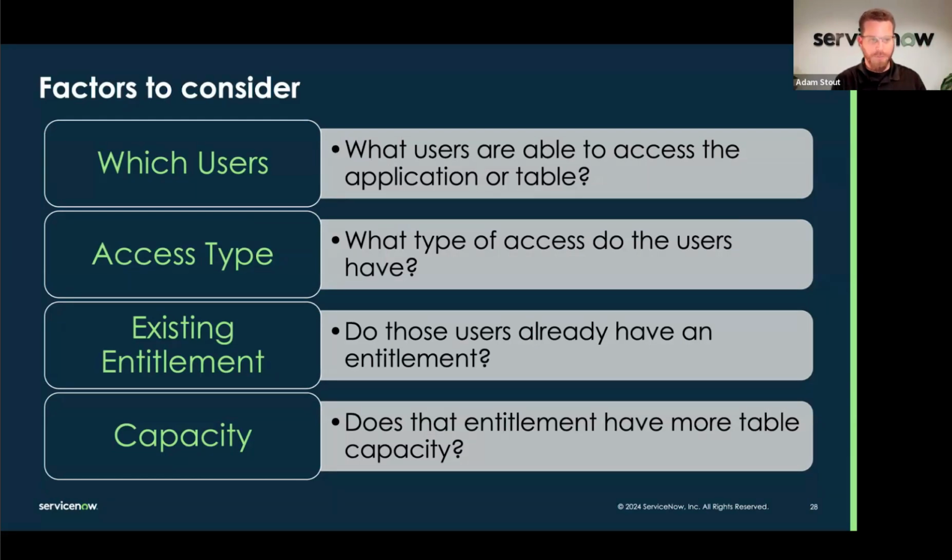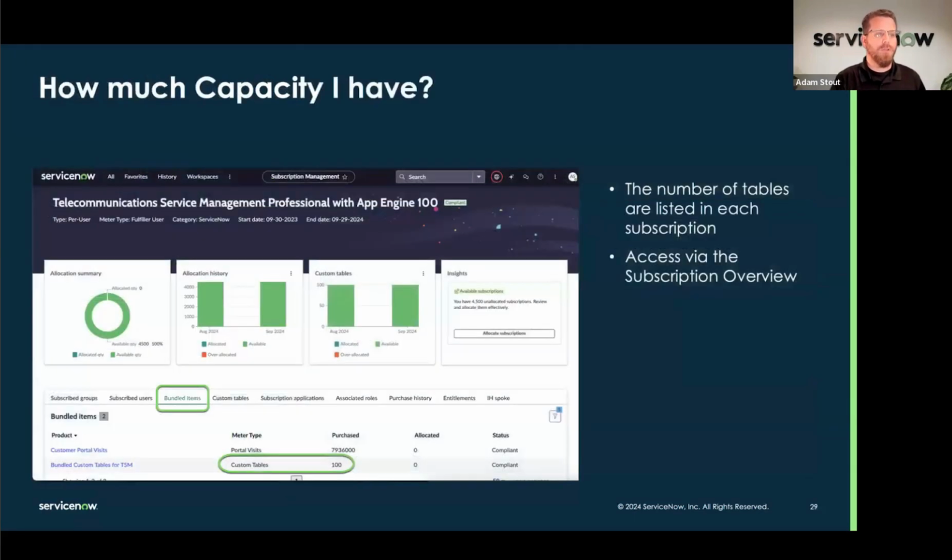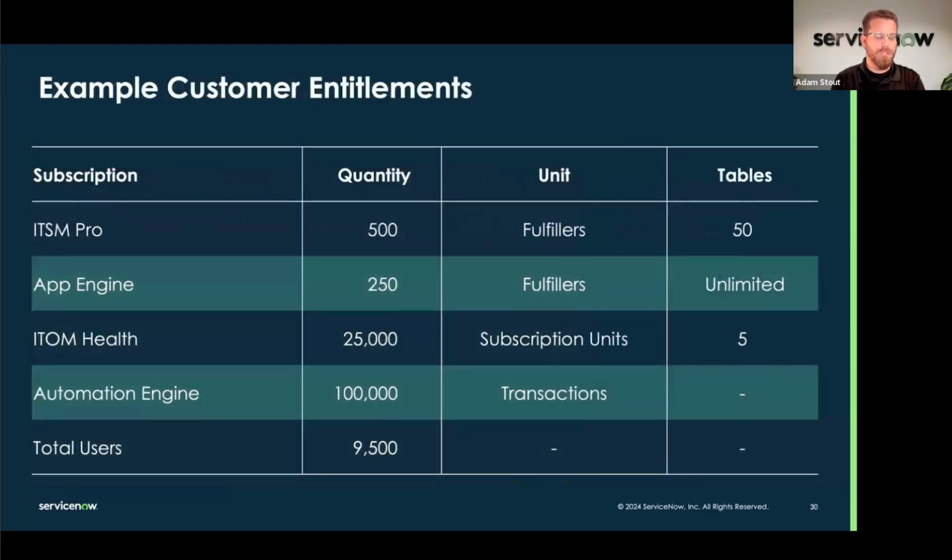When you haven't mapped any, you have plenty of room. But as we get tighter and we're using more of our tables, we need to think about these things a little bit more. So how much capacity I have, we talked about that. We go to subscription management and we go to bundled items, and you will see the number of tables you purchased and how many you've already mapped. So let's talk about a few examples.